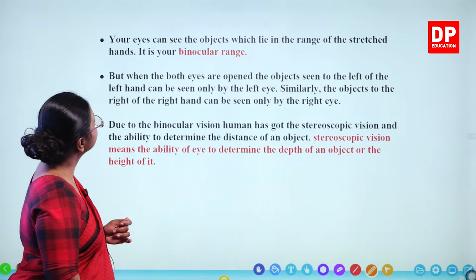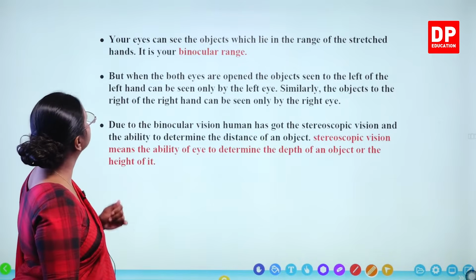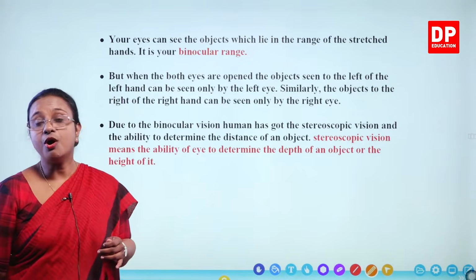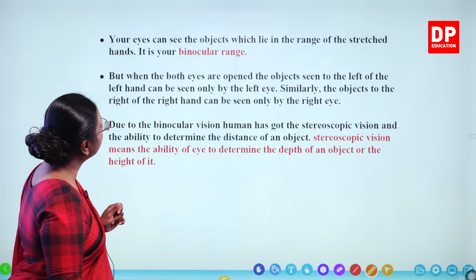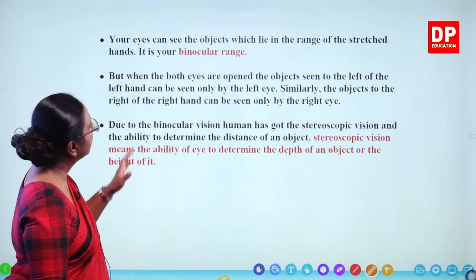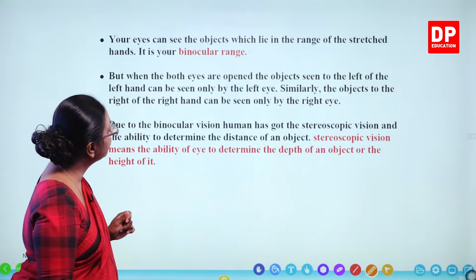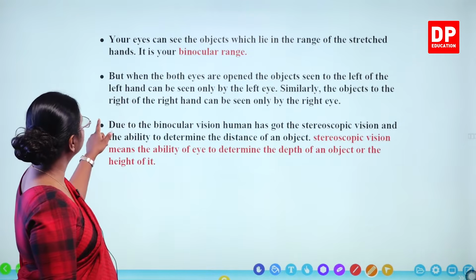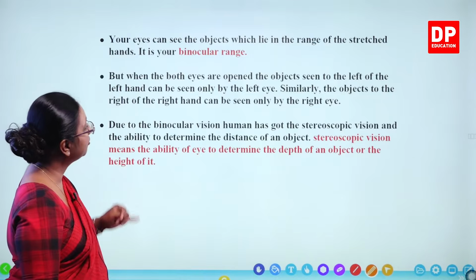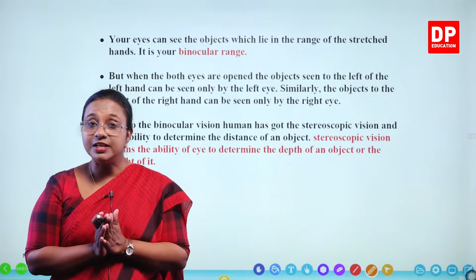So your eyes can see the objects which lie in the range of the stretched hands. It is your binocular range. But when both eyes are open, the objects seen to the left of the left hand can be seen only by the left eye. Similarly, the objects to the right of the right hand can only be seen by the right eye. So that was what we did now.